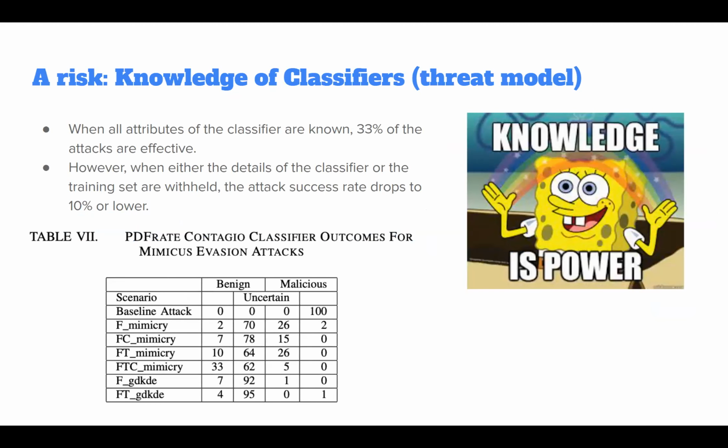First we have the knowledge of classifiers, which is the threat model, and which talks about what we discussed in class for knowing what the attacker knows. When all of the attributes of the classifier are known by the adversary, they can slip around 33% of malicious documents past and make them seem benign. However, when either the details of the classifier or the training set are withheld, the attacker's success rate drops to 10% or lower. Here we can see when the attacker knows F, which is the features, T, which is the training set, and C, which is the classifier, he can infiltrate 33 documents out of 100 and make them seem benign. But when fewer attributes are known, this rate drops significantly to 10% or lower.